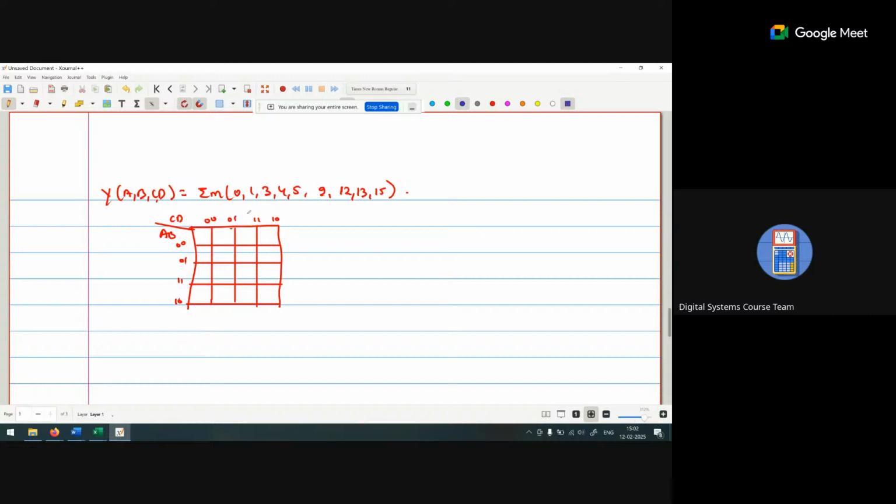Please check that the min terms defined are 0, 1, 3, 4, 5, 9, 12, 13. Okay? Is it okay?